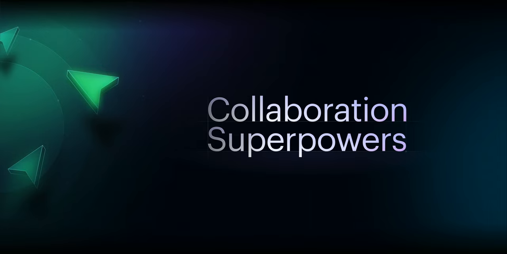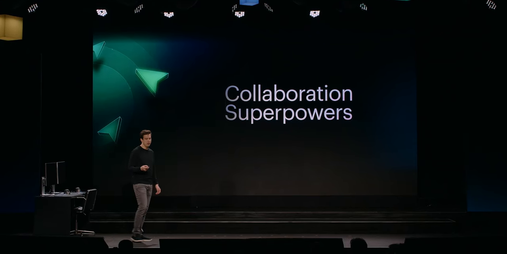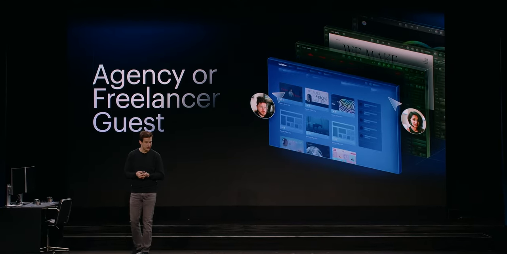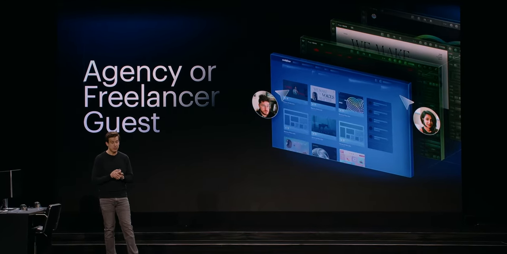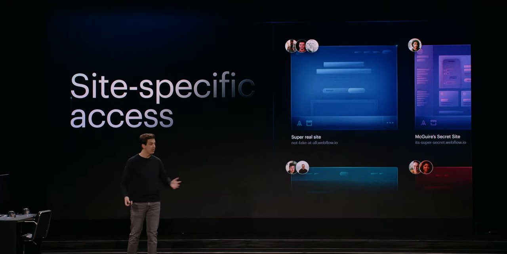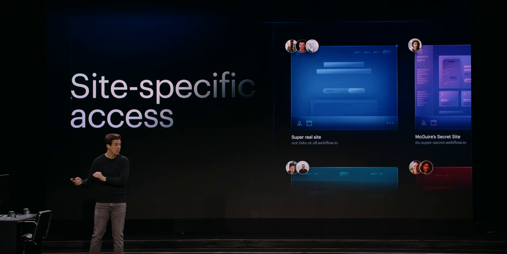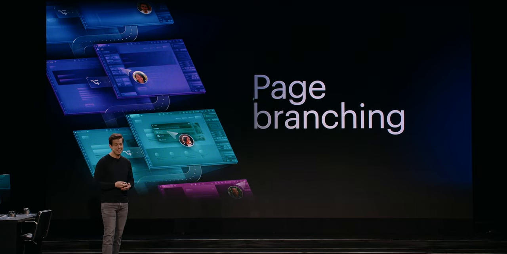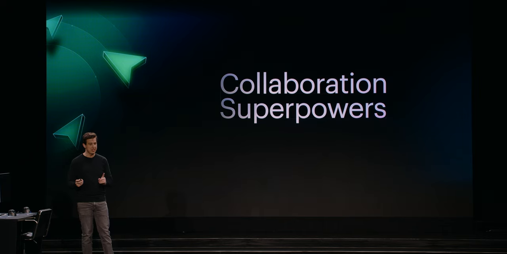So, three things we covered, of course, in collaboration superpowers. Agency or freelancer guest role. This is, of course, shipping later this month. We have site-specific access for agency and freelancer guests, as well as for members on enterprise teams. That's shipping in early 2023. And page branching for enterprise customers and enterprise partners, that's shipping today. So that's it for collaboration superpowers, at least for today.